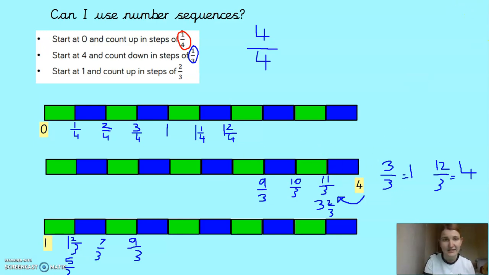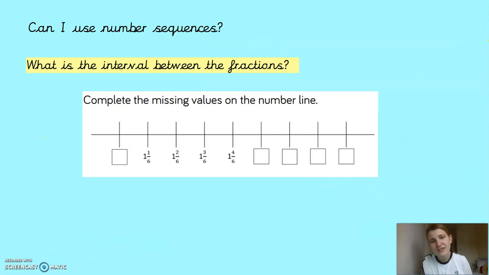Let's have another look at an example. So with this one, well, hopefully this one might be a bit simpler. If you have a look at my number line, what's the interval between the fractions? How much is the fractions going up by each time? And therefore, what would our missing numbers be? Why don't you pause me and see if you can have a look?